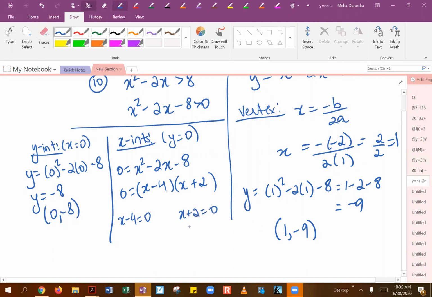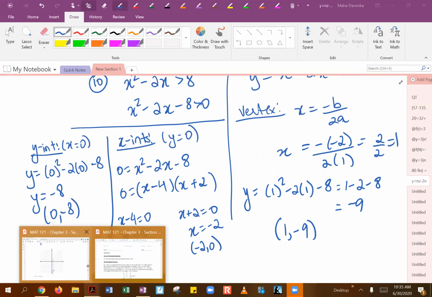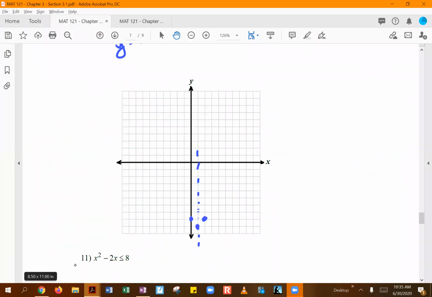Set each one of them equal to 0, and you'll get x equals negative 2, x equals positive 4. So your ordered pairs should be positive 4, 0, and negative 2, 0. And looks like Audrey, Meredith, you guys have those. Alrighty, very good. So positive 4 and negative 2. And again, you should see they are the same distance from your axis of symmetry. So using this, we now have the graph of our function over here.